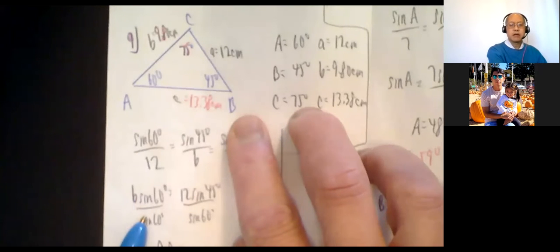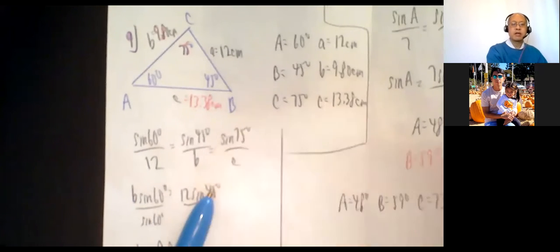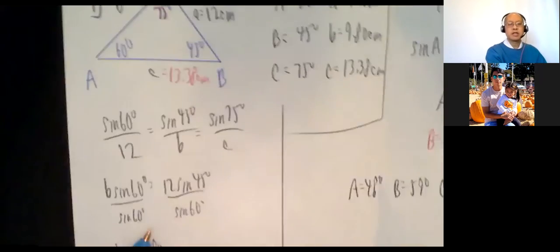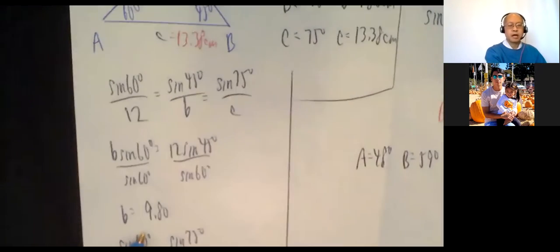B sine of 60 degrees equals 12 sine of 45 degrees. Divide both sides by sine of 60 degrees. B is 9.80.